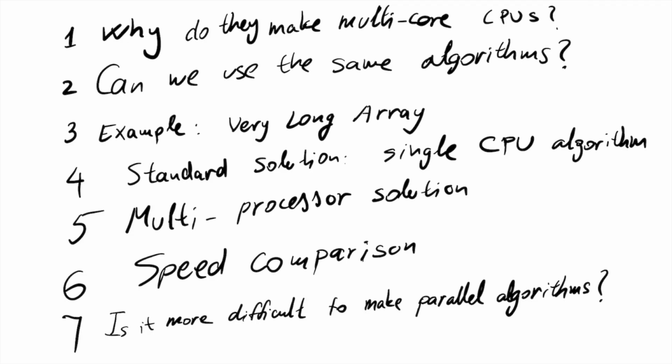I'm going to give you one example, then solve that example using a single CPU, and then make an algorithm and a program that solves this using all cores, and then we will compare the speeds, and then we will come back to questions 1 and 2 and give some introduction to all this business.